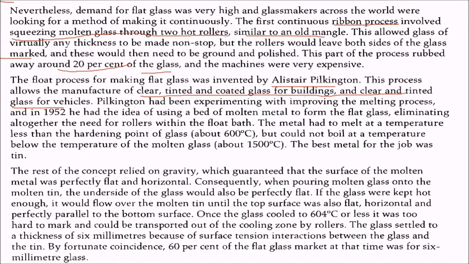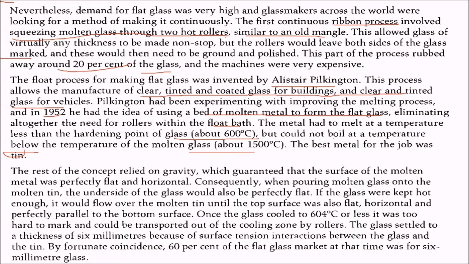Pilkington had been experimenting with improving the melting process, and in 1952 he had the idea of using a bed of molten metal to form the flat glass, eliminating altogether the need for rollers within the float bath. The metal had to melt at a temperature less than the hardening point of glass, that is 600 degrees centigrade, but could not boil at a temperature below the temperature of the molten glass, that is 1500 degrees centigrade. The best metal for the job was tin.